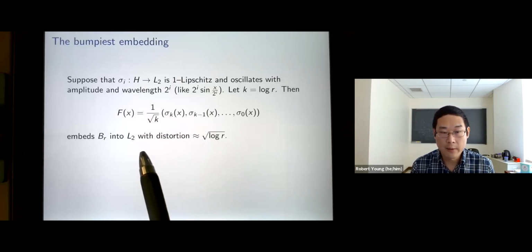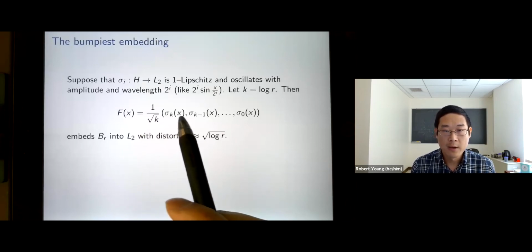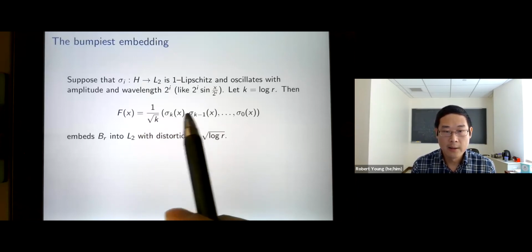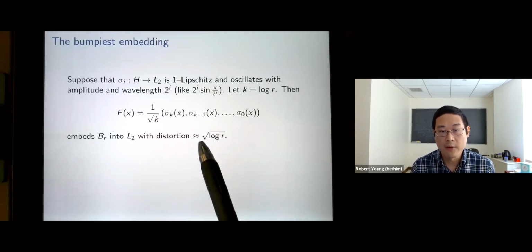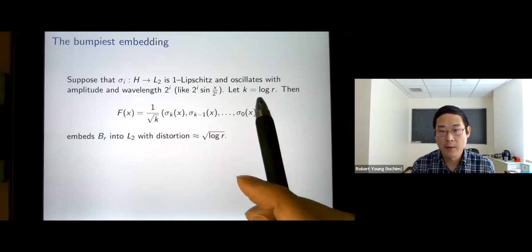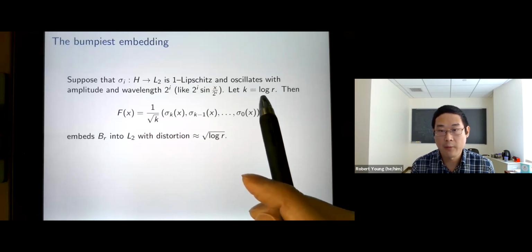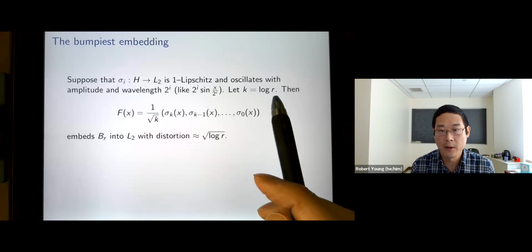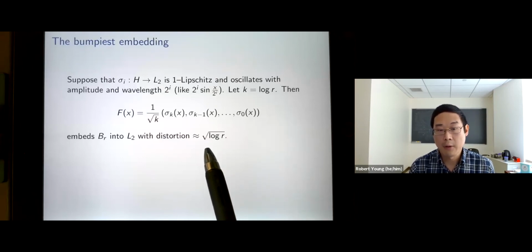And so the distance between their images is going to be about 2 to the i divided by root k. You're going to have distortion on the order of root k. And because we have k different scales, we have log r different scales in the ball of radius r, that gives us distortion on the order of root log r. Is this okay so far?